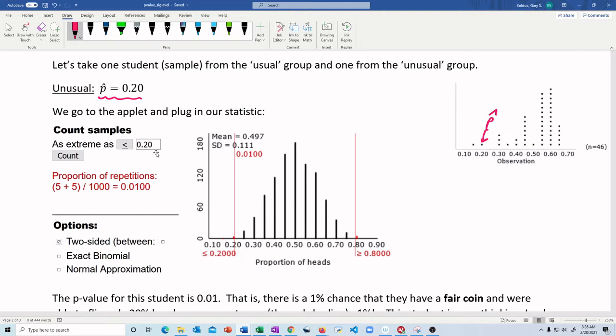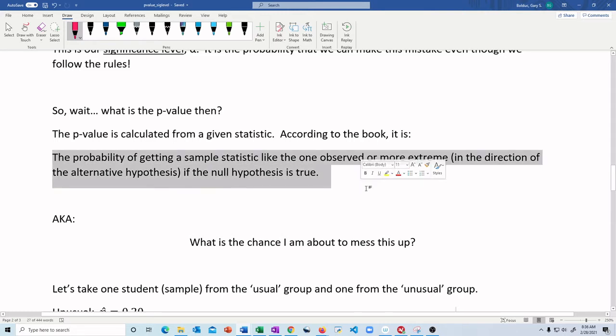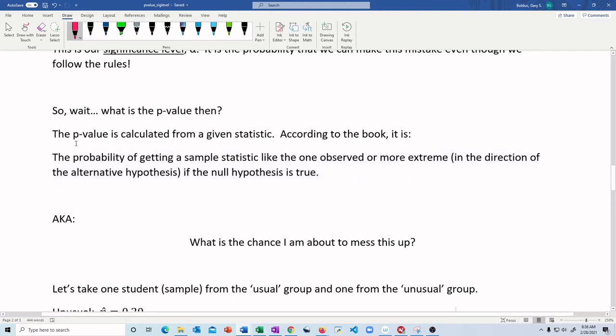The p-value, if we go up, there's a definition in the book. It says the probability of getting a sample statistic like the one observed or more extreme if the null hypothesis is true. Is this, right? So what's going on here? Okay, so what's happening here? In terms of the significance level, we can replace this definition with this question. What's the chance I'm about to mess this up right now? So the p-value is telling us this is the chance you're about to mess this up right now.